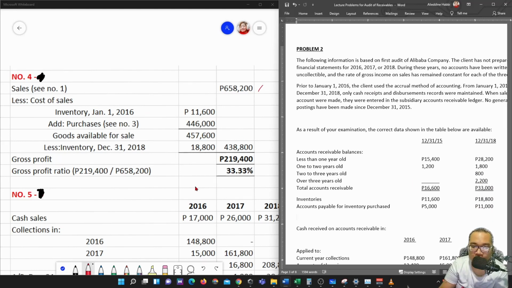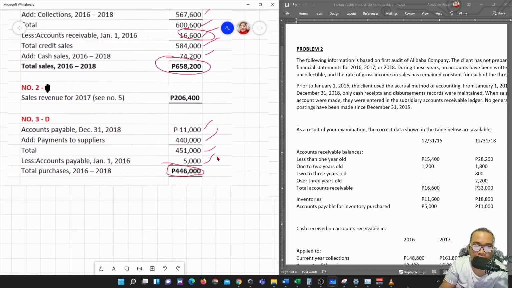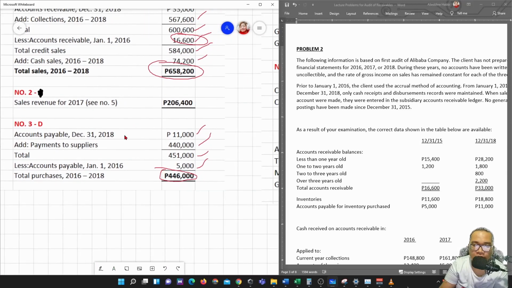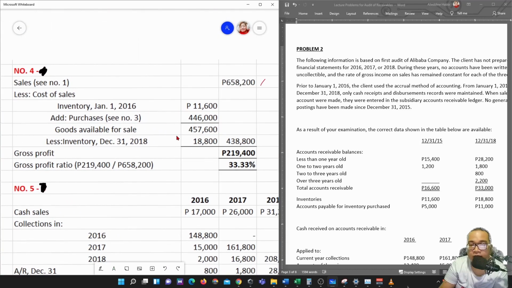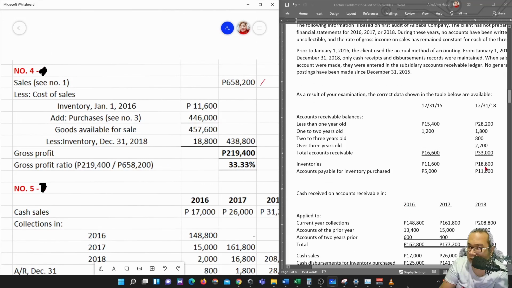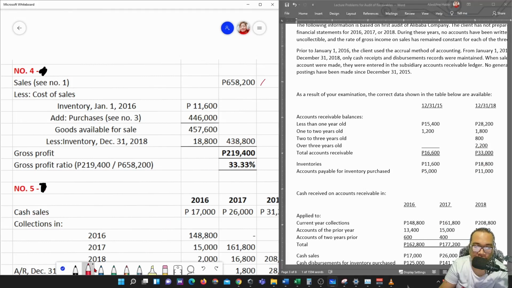Ngayon, purchases. Yung purchases, kinumpute naman natin. 446. So yung goods available for sale, 457,600. And yung ending inventory as of December 31, 2018, minus, meron ka ng cost of sales, 438. Then, compute mo na lang, 465,800 minus 438,800.